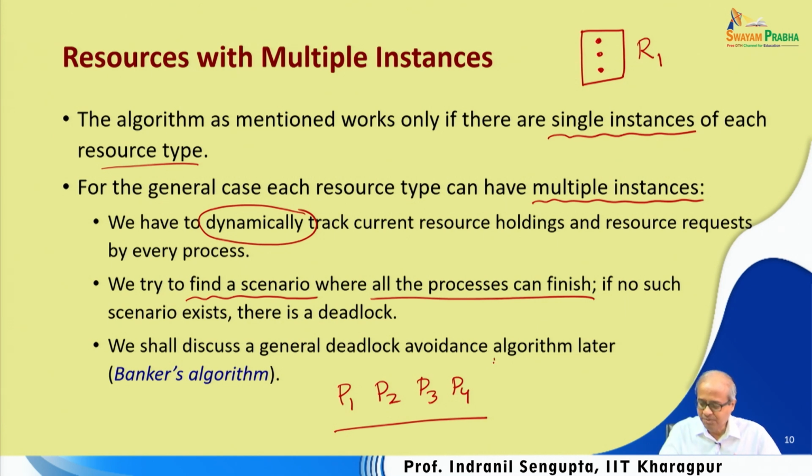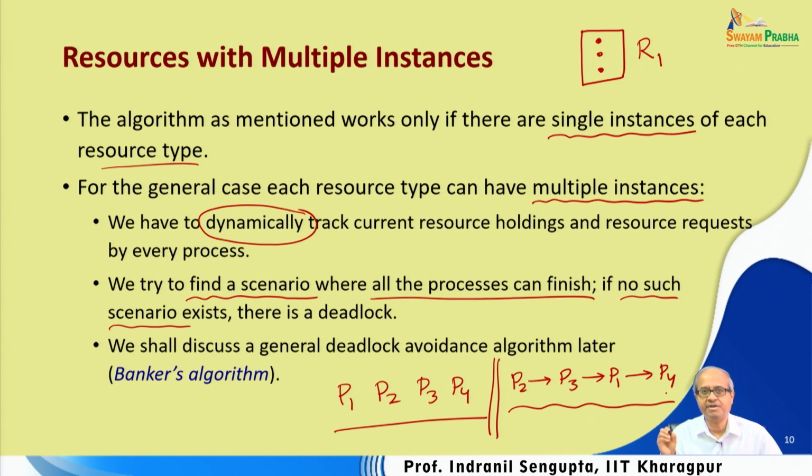For example, we may find that there is a sequence where P2 can finish first, then P3 next, then possibly P1, and finally P4. So, there is a sequence of process executions through which all the 4 processes can finish by acquiring all the resources they need. And if no such sequence exists at any particular point in time, then there is a chance of a deadlock.